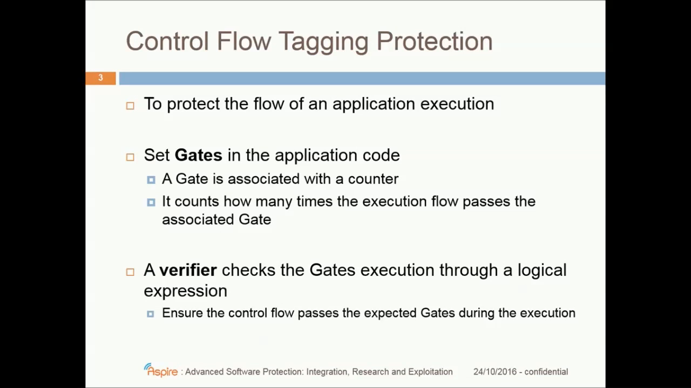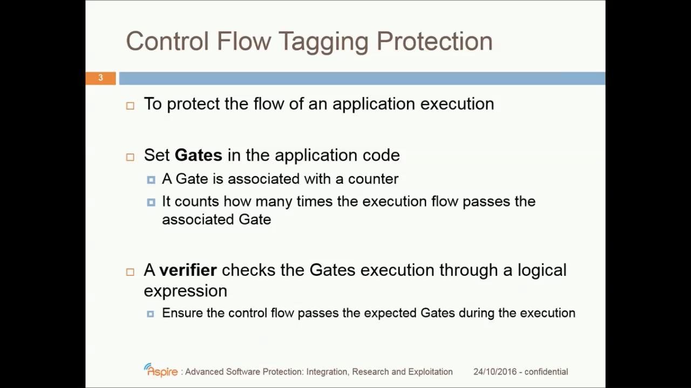To enable this protection of the flow of application execution, some gates are statically inserted in the binary code of the application. A gate is associated with a portion of the binary code. In practice, it's a basic block. And a gate is implemented as a counter that counts how many times the execution flow passes the associated gate. This is very similar to the technique used with coverage tools when code is being validated through a test campaign.